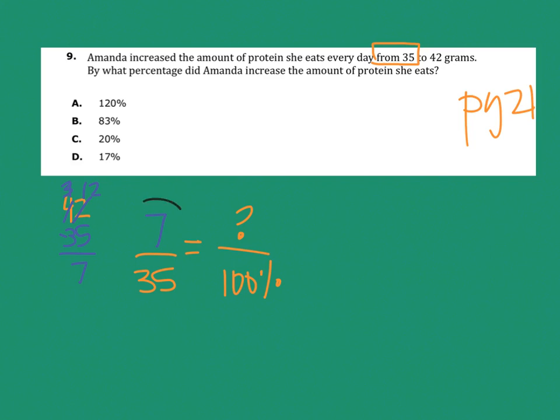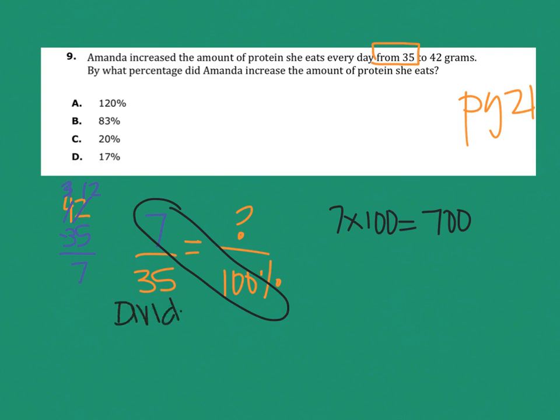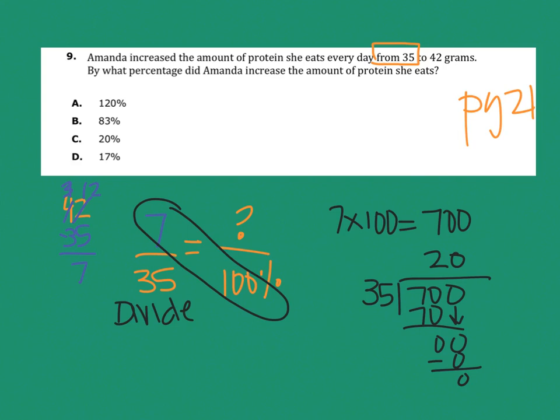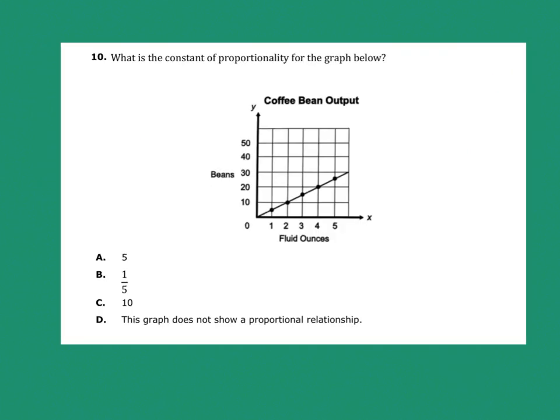I would then take these that are diagonal and I would multiply them. 7 times 100 is 700. And then I divide by this third number that I haven't used yet, which is 35. 35 divides into 700. 35 times 2 is 70. But I still have another digit, so I do need to keep it and bring it down and say 35 cannot go into 0. So my answer would be 20. She increased her protein by 20%.